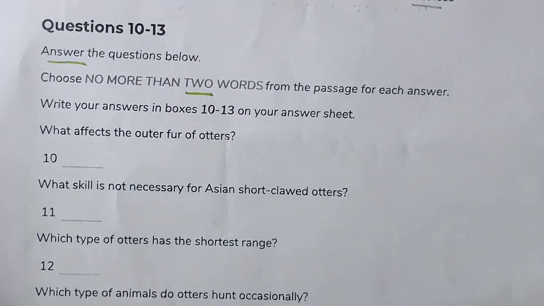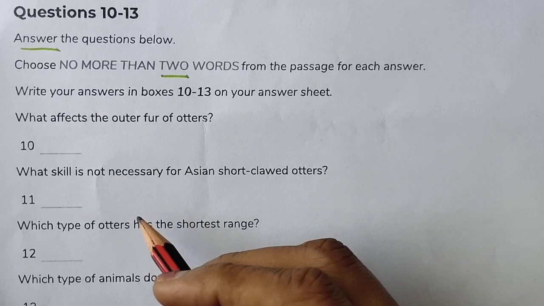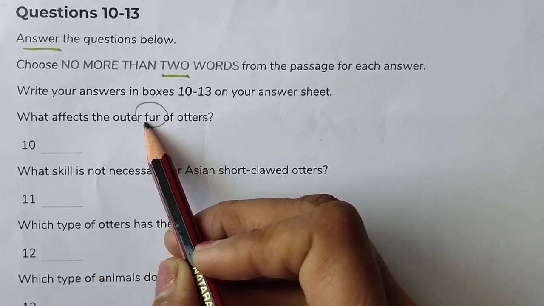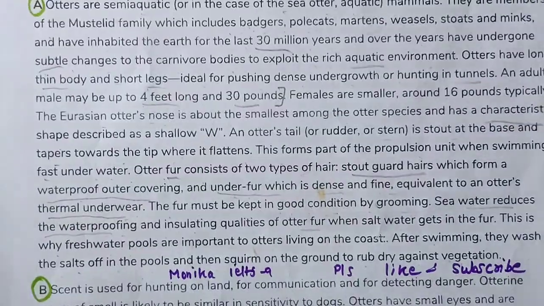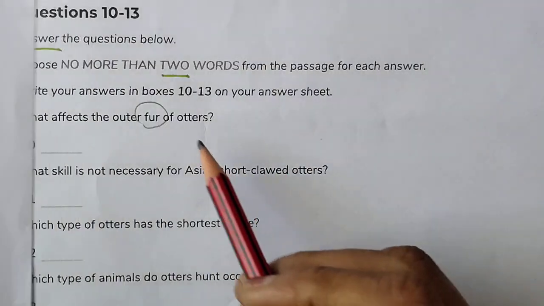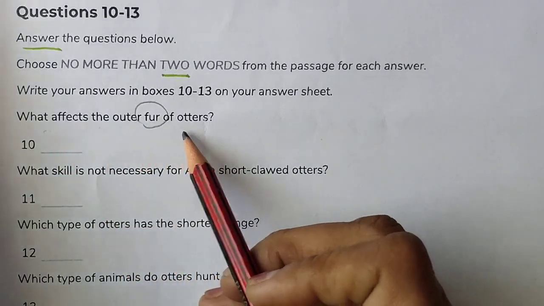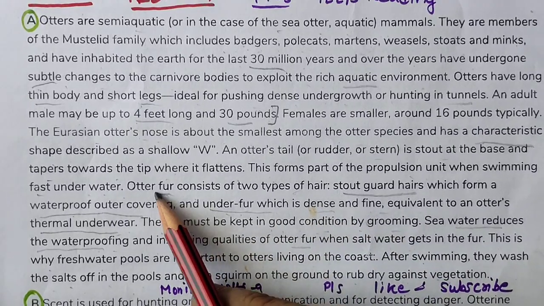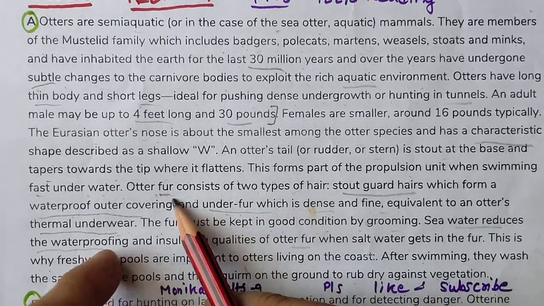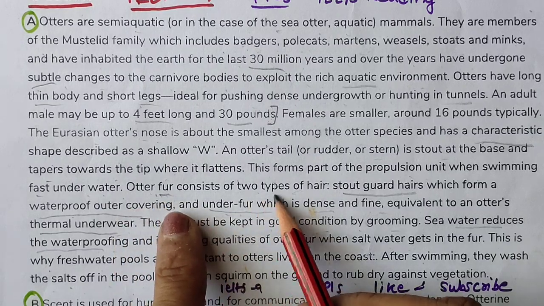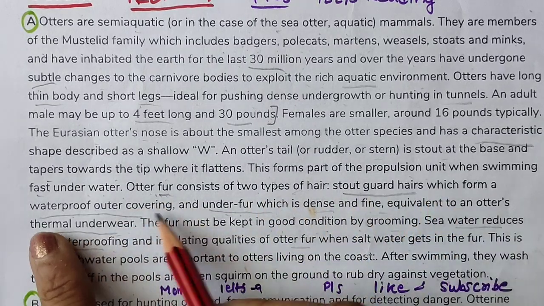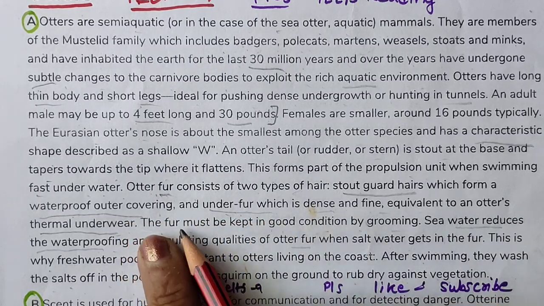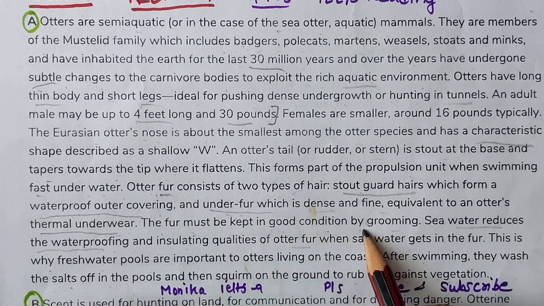Okay, now 10 to 13 number questions, how we can do it. Which affects the fur we have just read from A paragraph. So fur is here, and the question is what affects the outer fur of otters. Outer fur consists of two types of hair, stout guard hairs which form a waterproof covering, and under fur, which is dense. The fur must be kept in good condition by grooming.